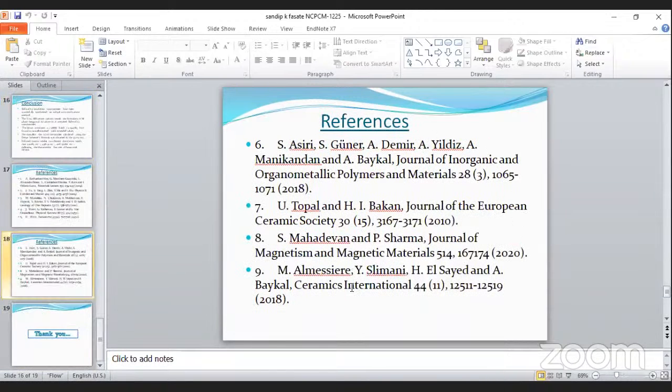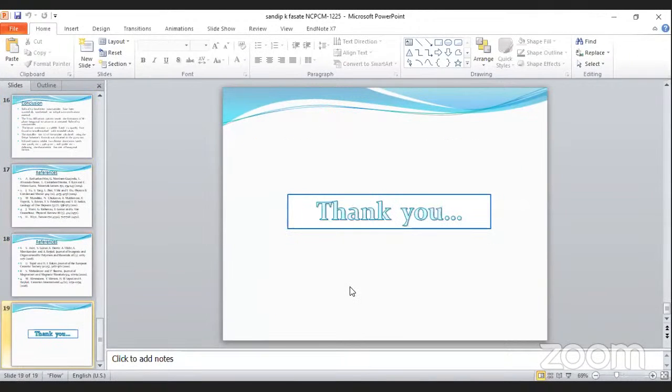Hello, Sandeep. Hello, sir. Is there any application of this nanoparticle? Yes, sir. We use this hexagonal ferrite in high density data storage. Another one is magnetic optical recording media.